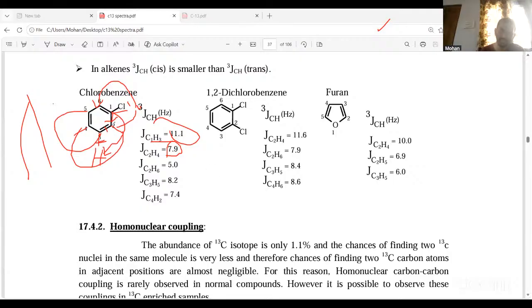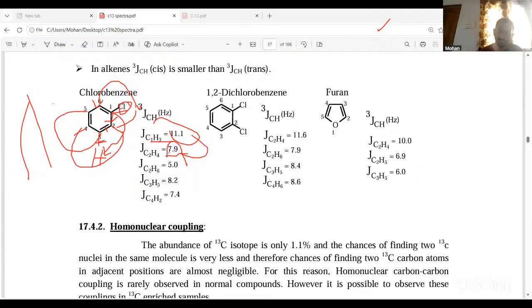The various couplings in the aromatic substituted benzene, like chlorobenzene here. So when the C1H3 coupling takes place, the value observed is 11.1 here. Then when the C2H4 coupling takes place, the value observed is 7.9. So there is a large difference here, of 4 point something. So that is why we are seeing this major difference, because this atom, the C1 carbon, is directly attached to the electronegative chlorine here, isn't it?